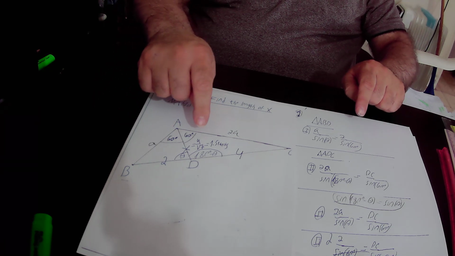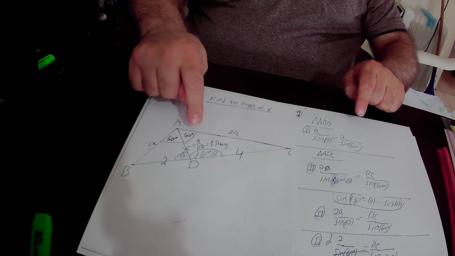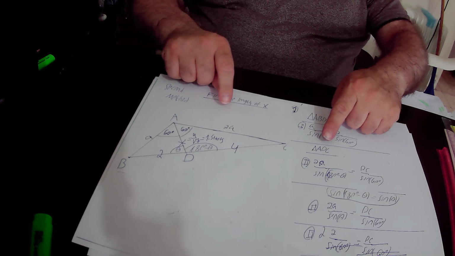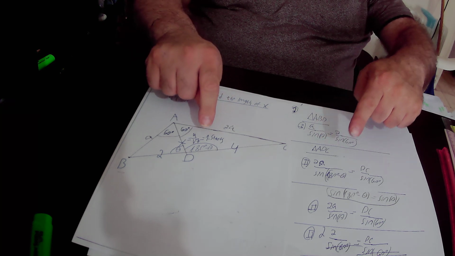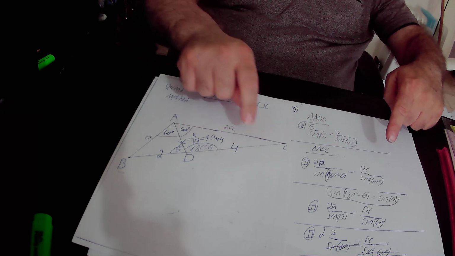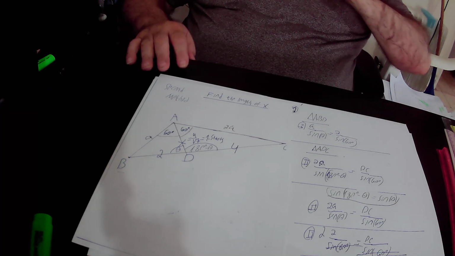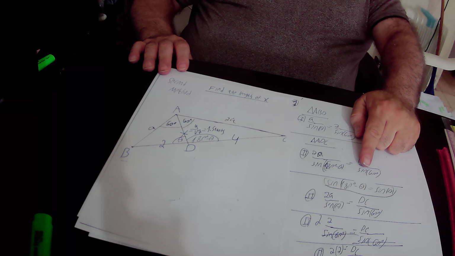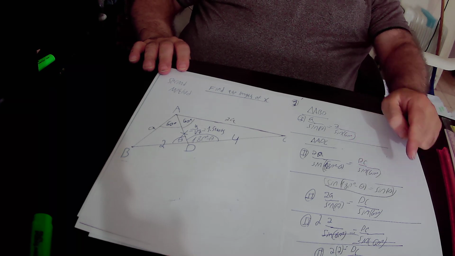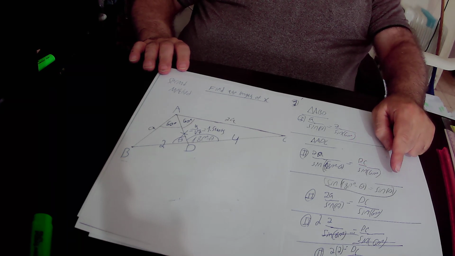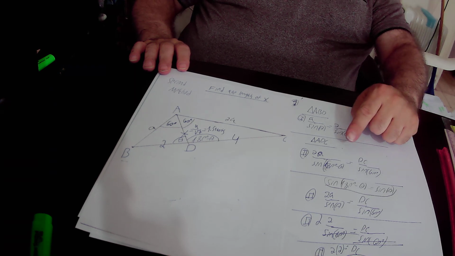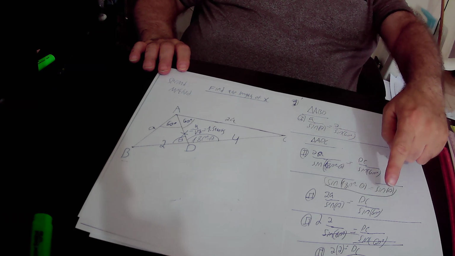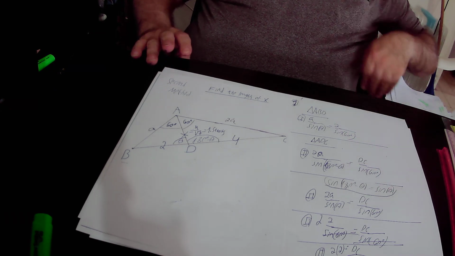Then we implemented the law of sines in triangle ADC. According to the law of sines in triangle ADC, 2a over sine of 180 degrees minus theta equals DC over sine 60 degrees. Then we have the trigonometric identity that sine of 180 degrees minus theta equals sine theta. Therefore, we substitute sine of 180 degrees minus theta by sine theta in equation number 2, and we got that 2a over sine theta equals DC over sine 60 degrees.